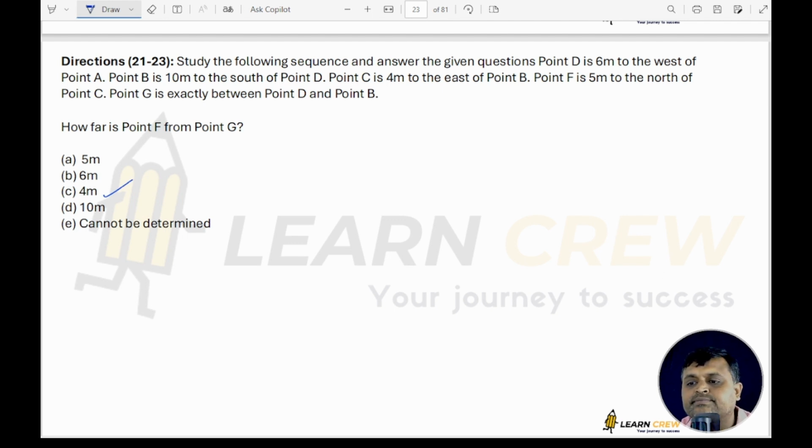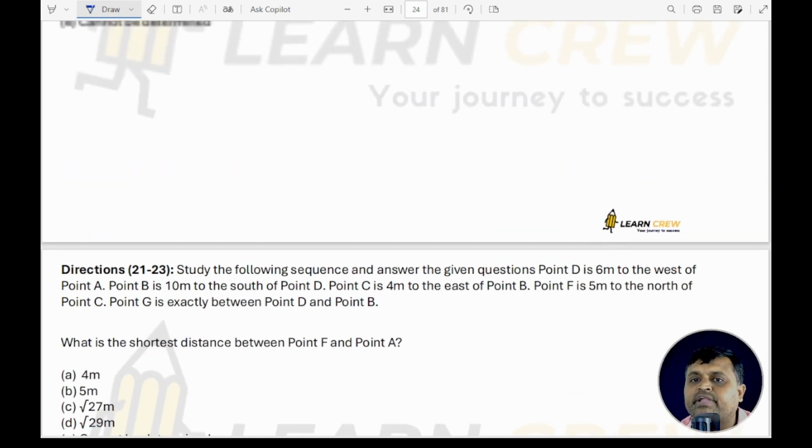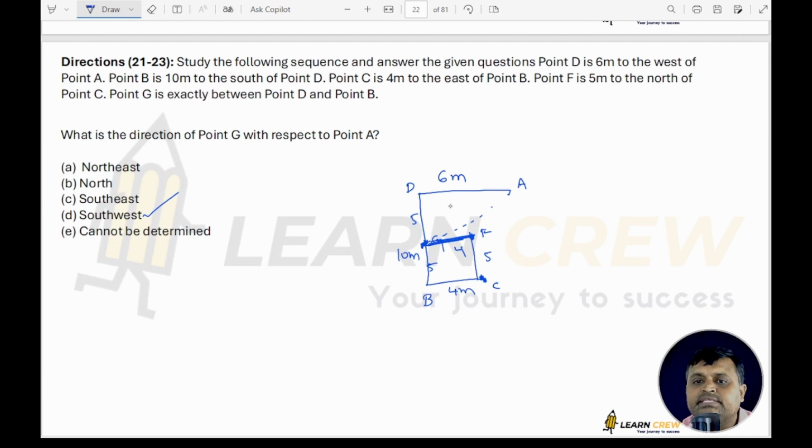Next, the 23rd one. What is the shortest distance between F and point A? See here, this is F and this is A. What is the shortest distance between F and A?